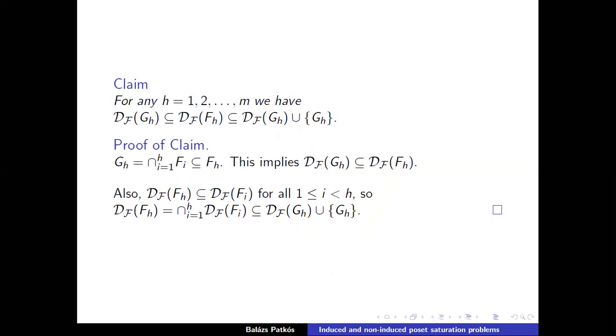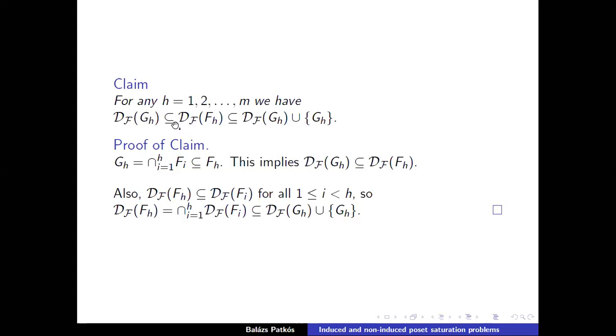Okay, so here we need a lemma. Remember, the F's are the original sets in the family, and the G's are the intersections. Of course, the intersections might be much smaller than the original sets, but the downsets are relatively the same. The only thing that could happen is that G sub h loses from its downset itself, because G sub h contains itself, but not strictly, so it is not there. This is the statement of the claim.